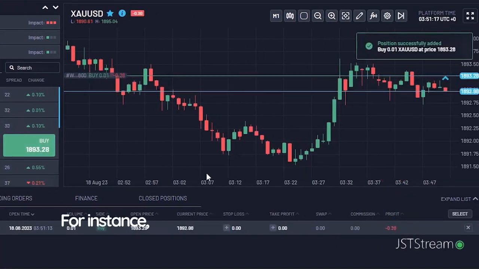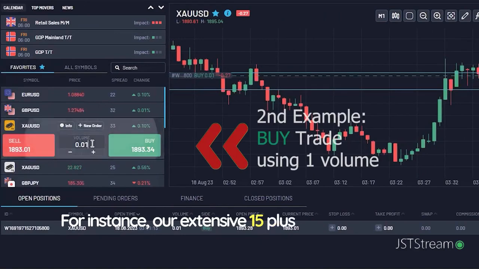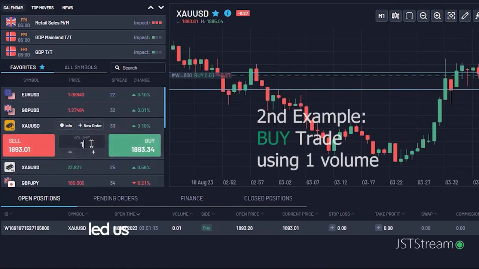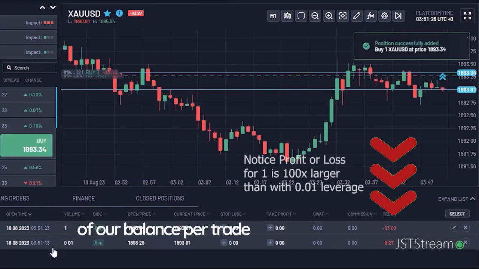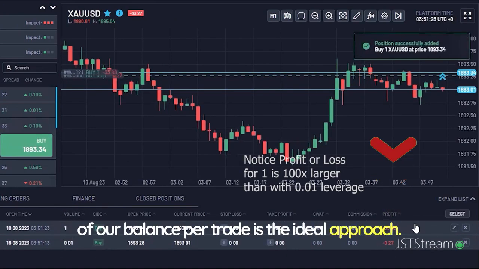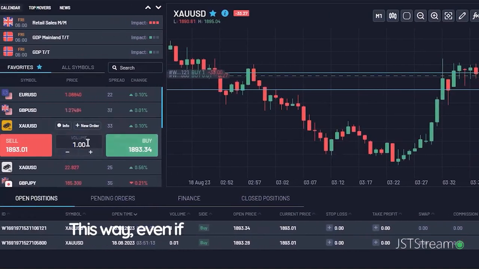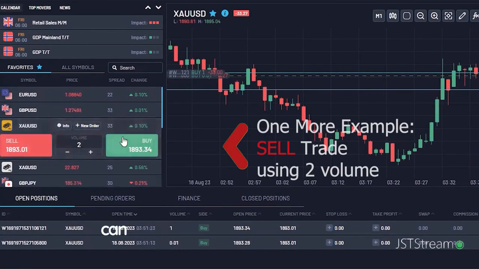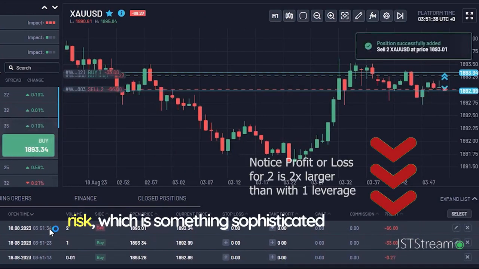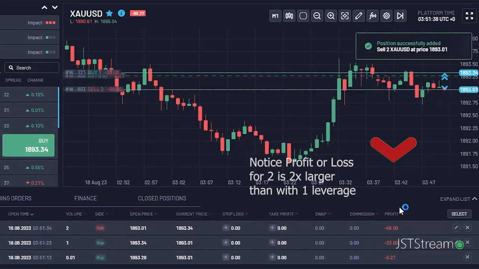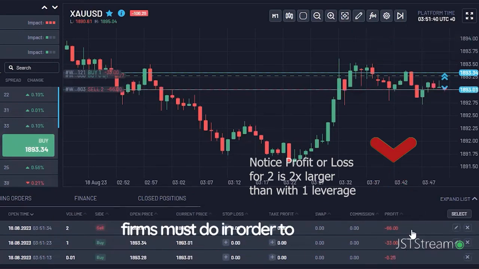For instance, our extensive 15-plus years experience has led us to determine that risking less than 1% of our balance per trade is the ideal approach. This way, even if we're trading systematically, we can avoid putting most of our capital at risk, which is something sophisticated traders and billionaire firms must do in order to succeed.